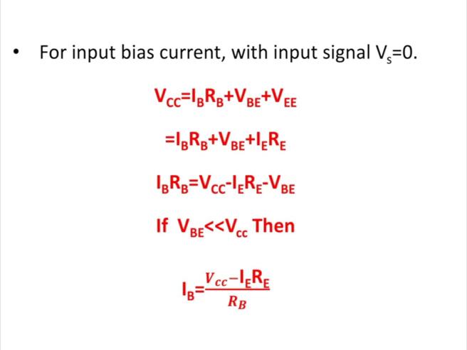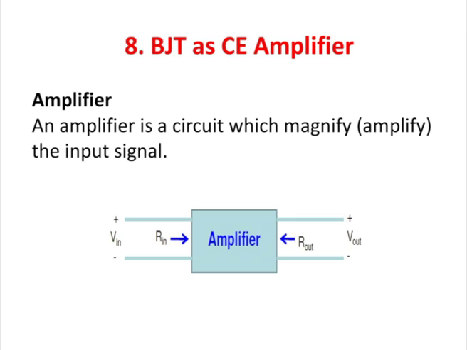After the function of emitter bias, we again have the equation calculation part. We calculate base current IB equal to VCC minus IE RE by RB. The next one we have is the BJT, bipolar junction transistor, as a common emitter amplifier. What is an amplifier? It amplifies the signal. Again we have characteristics: gain is high, input resistance is large, output resistance is small, and what about bandwidth?